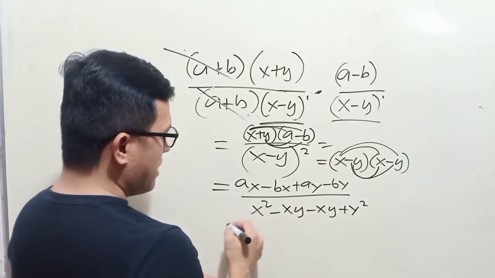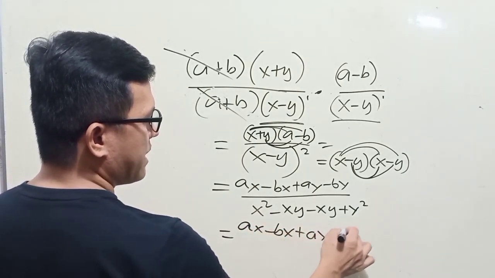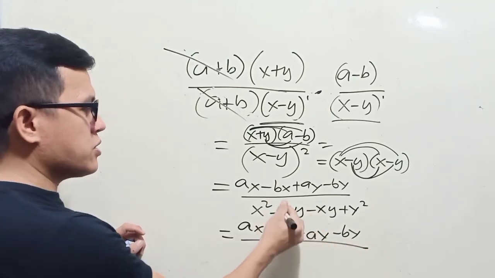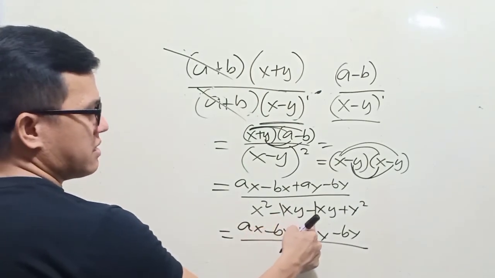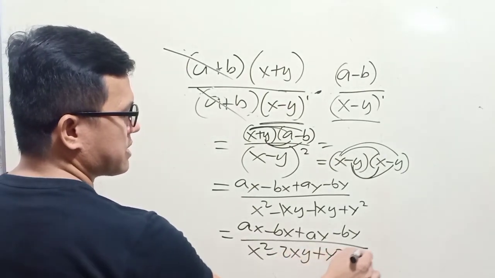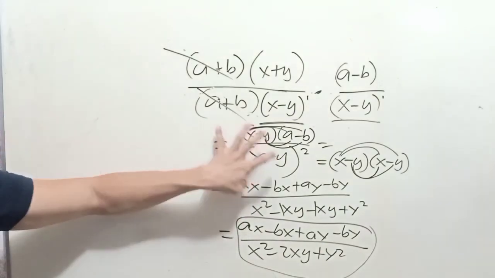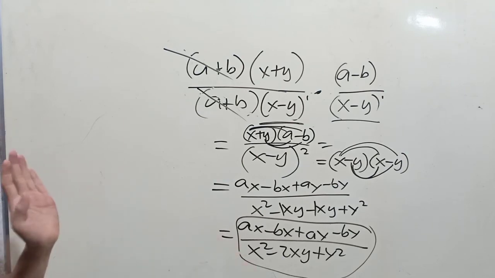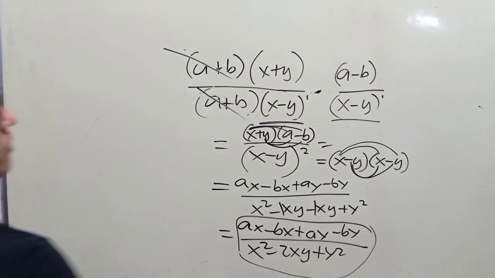Since these are just the same, our final answer would be ax minus bx plus ay minus by over x squared minus 2xy plus y squared. Understood, there's a 1 here in algebra: if there's nothing, that means 1. So 1 and 1, we have x squared minus 2xy plus y squared. This is our final answer. You always have to check in the choices if it's in factored form or in expanded form. This is what you call the expanded form in the choices. So that's the trick there.